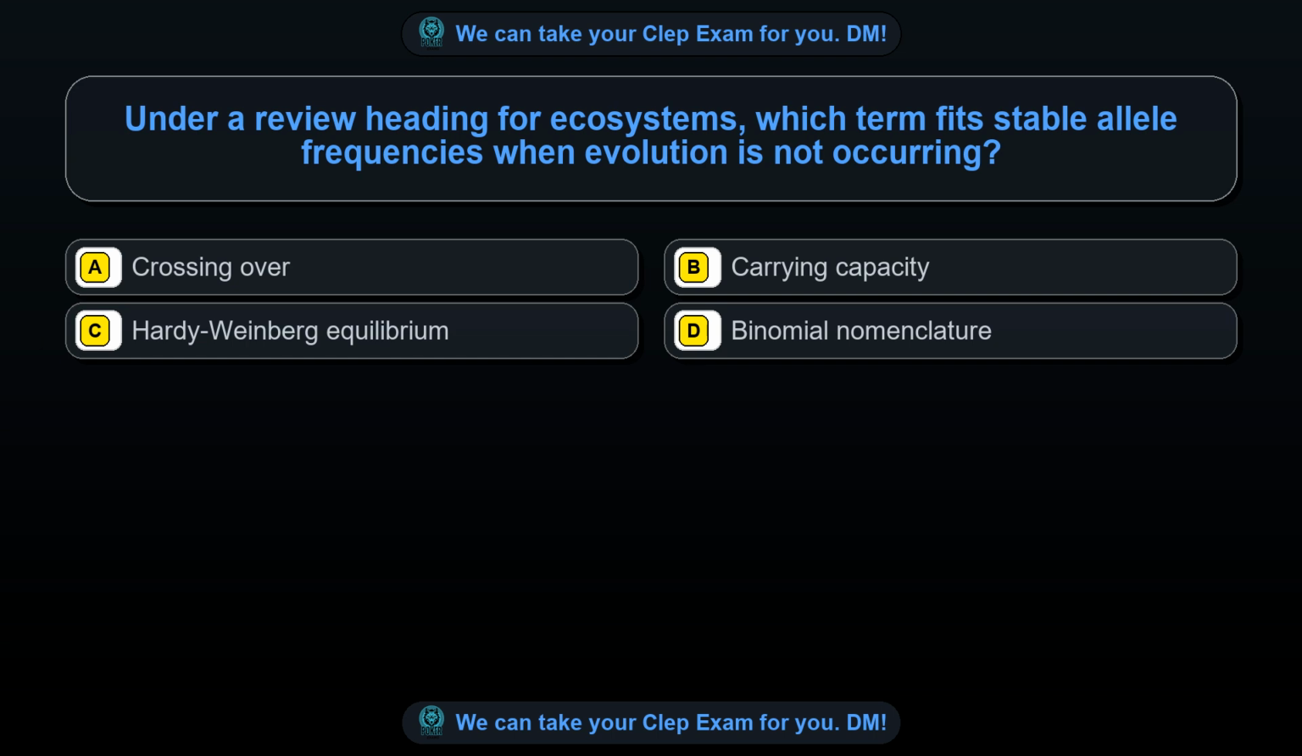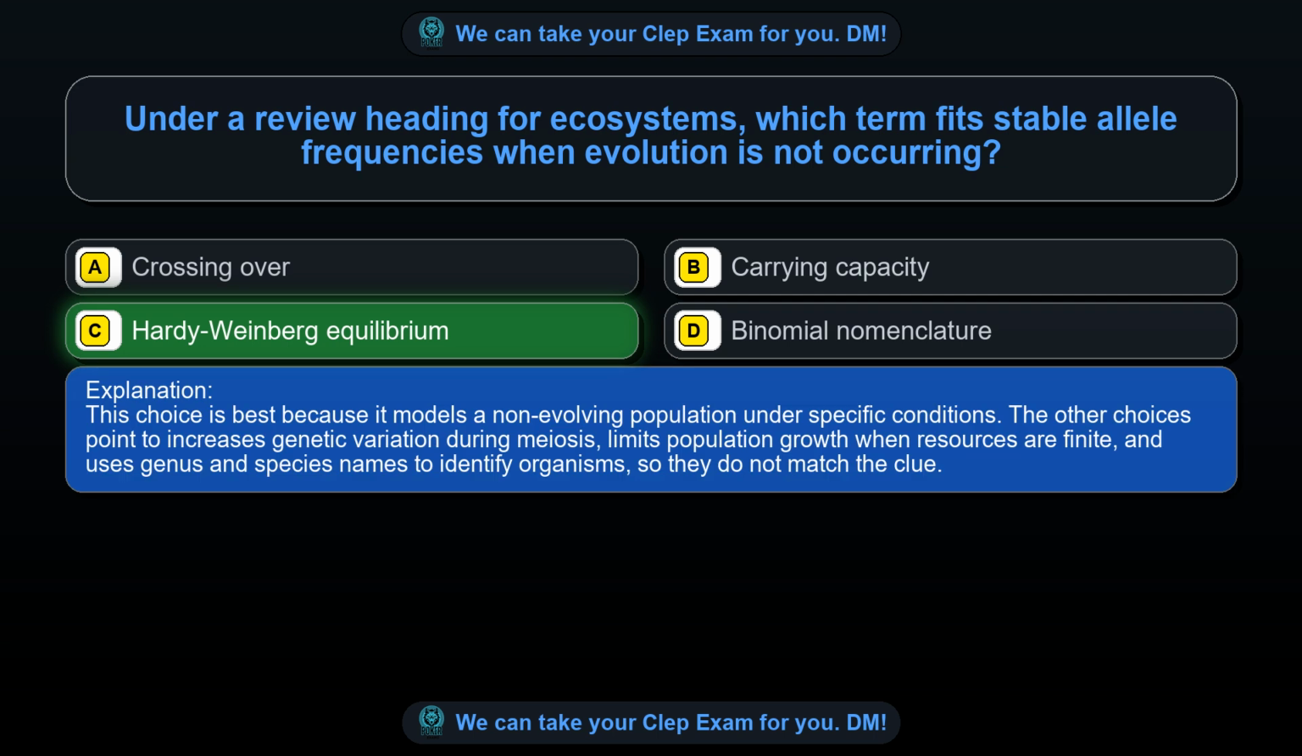Question 59. Under a review heading for ecosystems, which term fits stable allele frequencies when evolution is not occurring? Option A, crossing over. Option B, carrying capacity. Option C, Hardy-Weinberg equilibrium. Option D, binomial nomenclature. The correct answer is option C, Hardy-Weinberg equilibrium. This choice is best because it models a non-evolving population under specific conditions. The other choices point to increases genetic variation during meiosis, limits population growth when resources are finite, and uses genus and species names to identify organisms, so they do not match the clue.